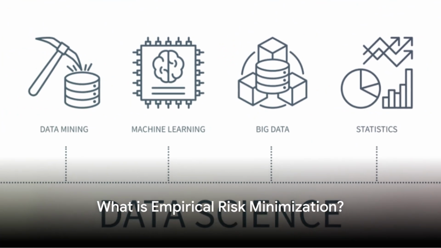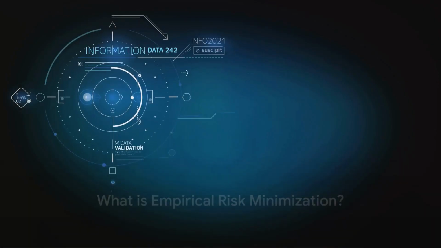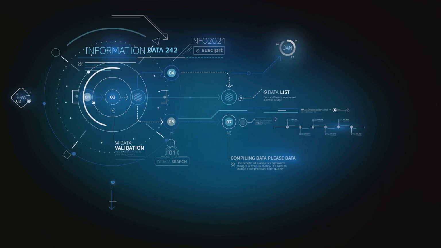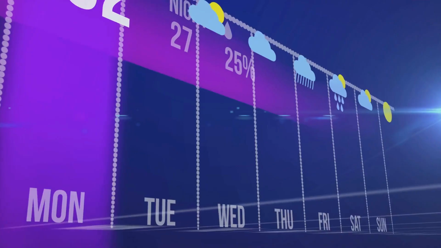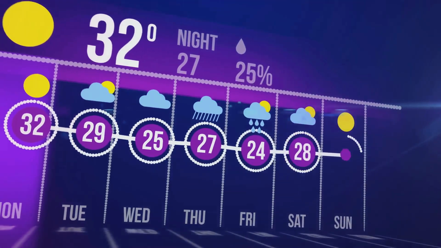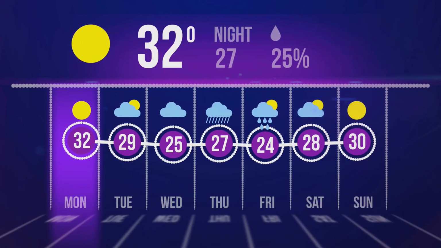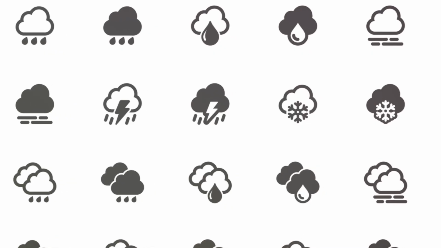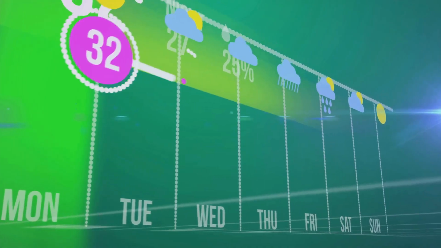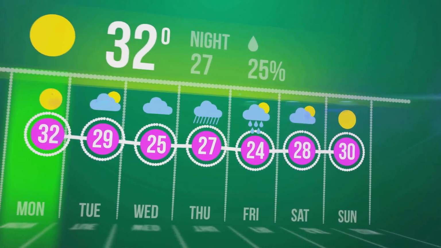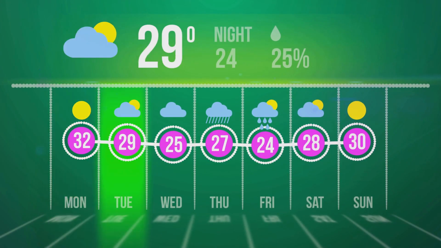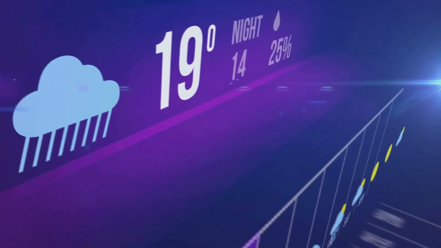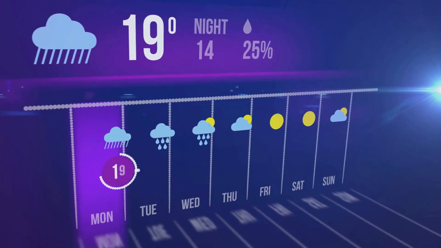Empirical risk minimization, or ERM, is a principle in machine learning that guides the learning process. But what does that mean, and how does it work? Let's break it down. Imagine you're trying to predict the weather. You have a set of data like temperature, humidity, wind speed, and so on. You also have a target you're trying to predict, like whether it will rain or not. Now, you could guess randomly, but your predictions probably wouldn't be very accurate. Instead, you want to find a method or hypothesis that uses your data to make the most accurate predictions possible. This is where ERM comes into play.